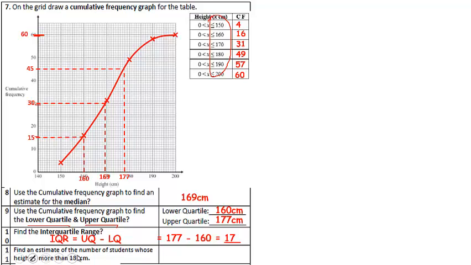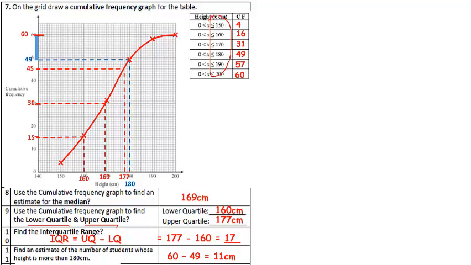Question 11. Find an estimate for the number of students whose height is more than 180. So find 180, go up the axis to the curve, and then across. Once I go across, I'm going to put a marker where I've got to. That's 49. Remember, as we did last time, because it said more than, I need to know the size of that gap there. So that's 60 take away 49, which is 11. And that's my answer for this part.